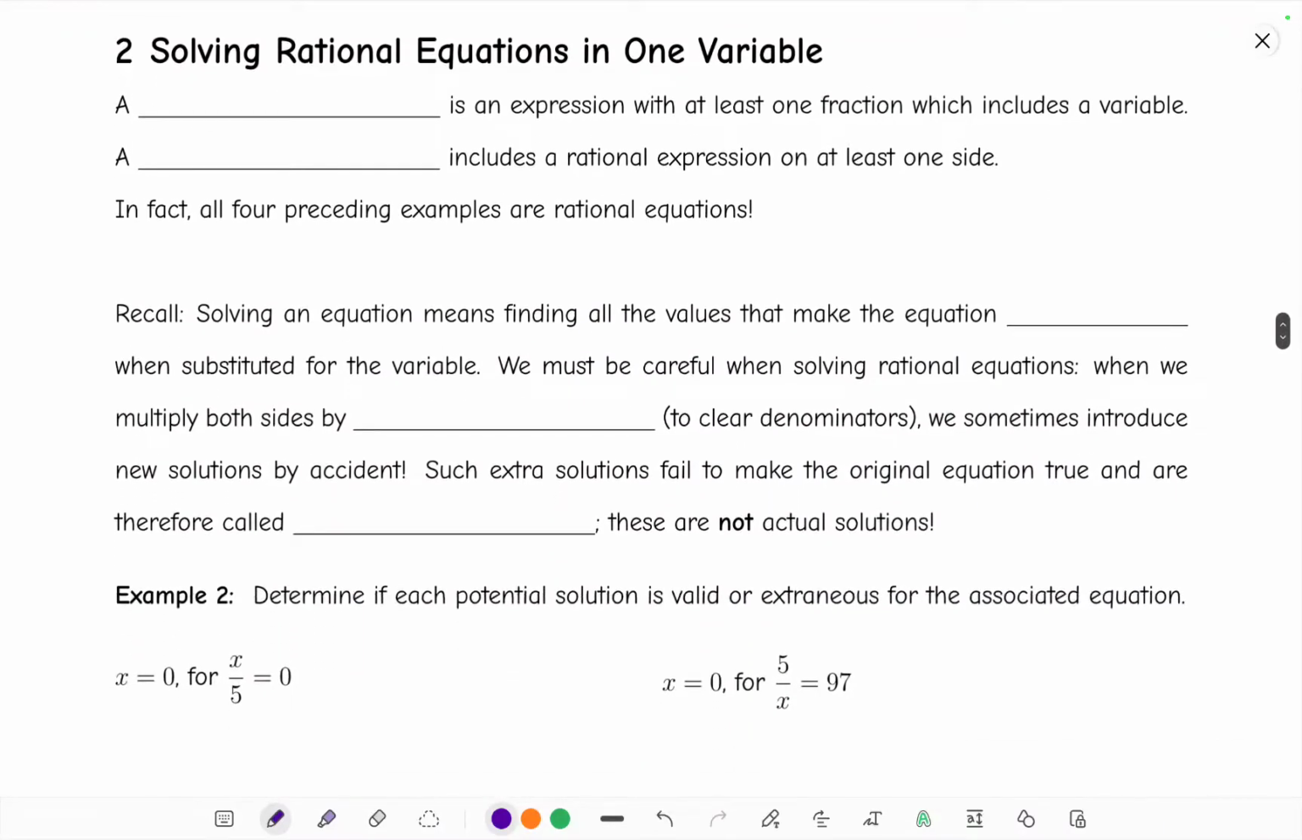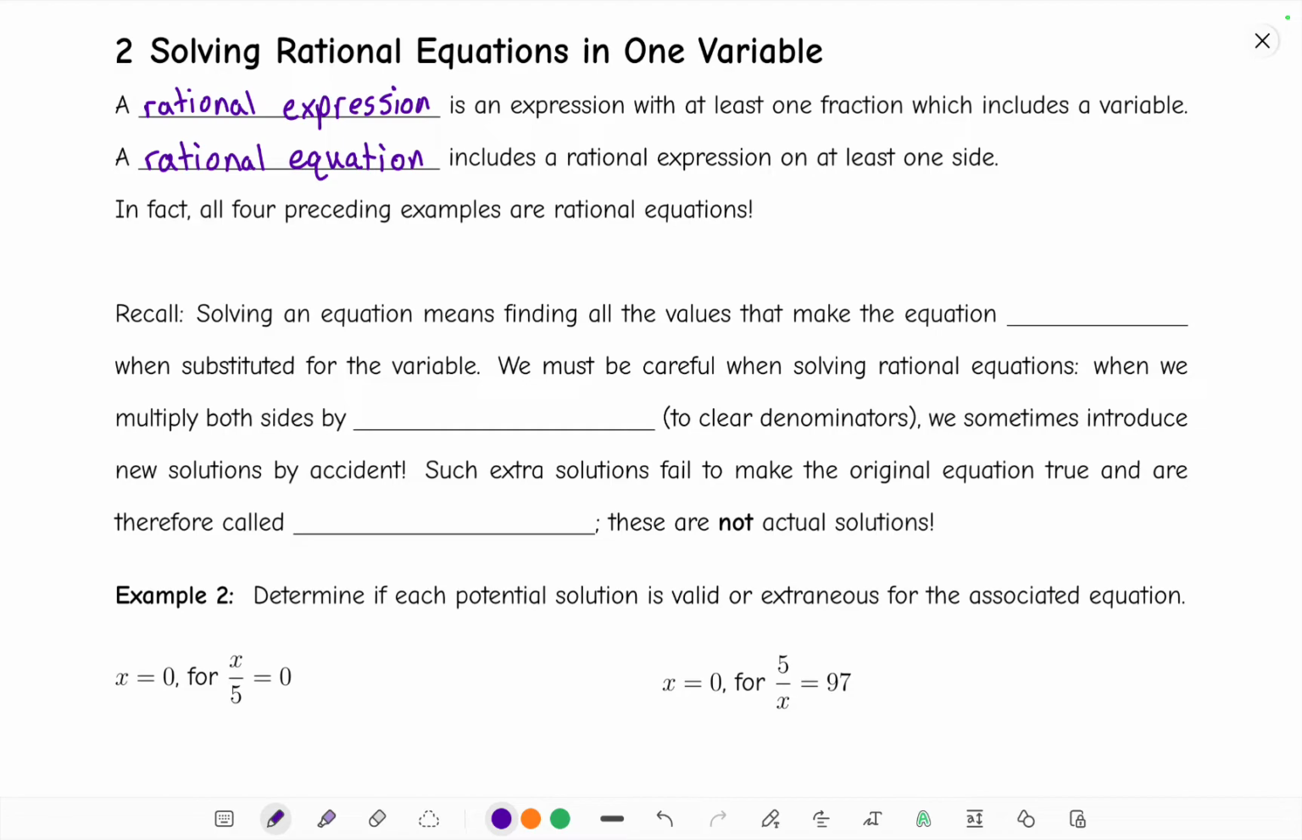Part 2, solving rational equations in one variable. A rational expression is an expression with at least one fraction which includes a variable. A rational equation includes a rational expression on at least one side. In fact, all 4 preceding examples are rational equations.